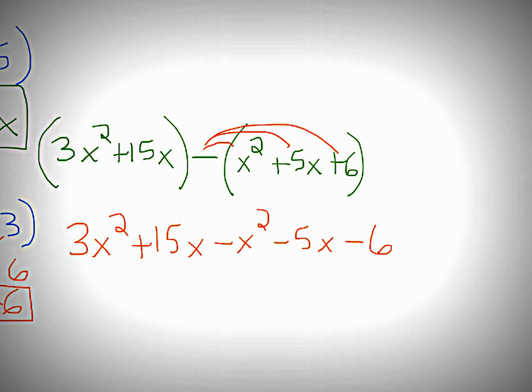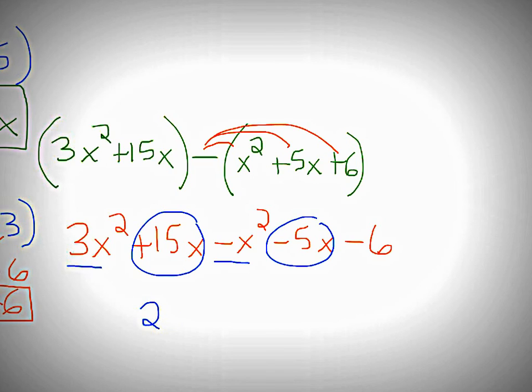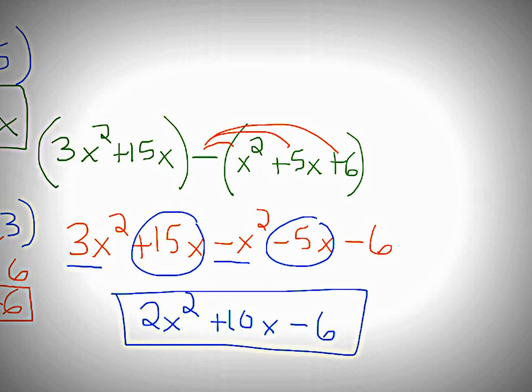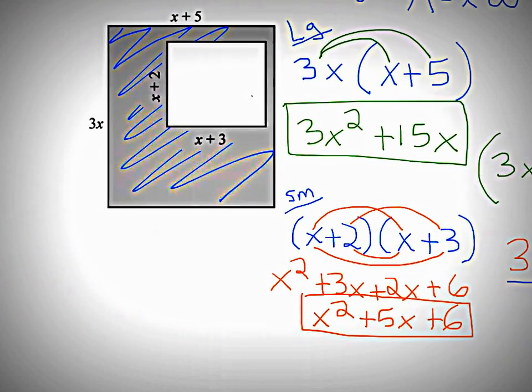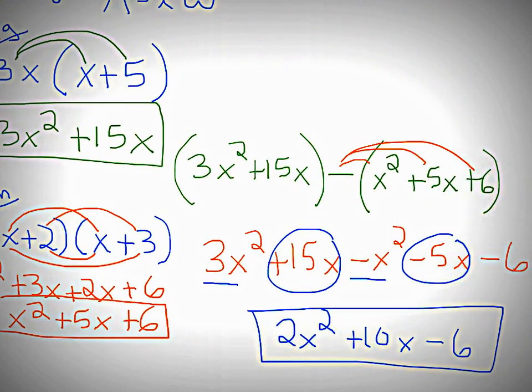Combine like terms. Let's see, 15x and a negative 5x, negative x squared, 3x squared. So 3x squared minus x squared is 2x squared. 15x plus a negative 5x is 10x, and then leaves you with a minus 6 at the end. So here is the area of the shaded region. Finding one area, finding the second, and subtracting.